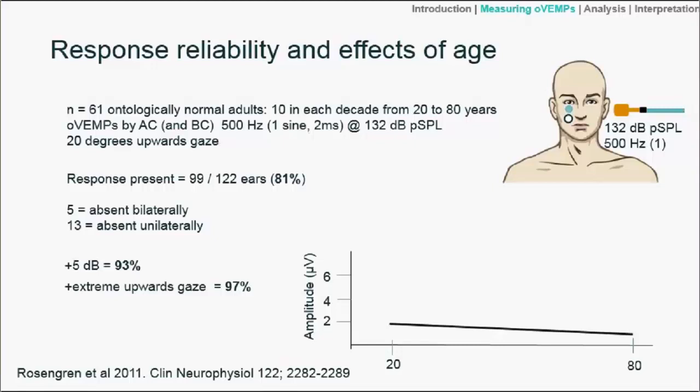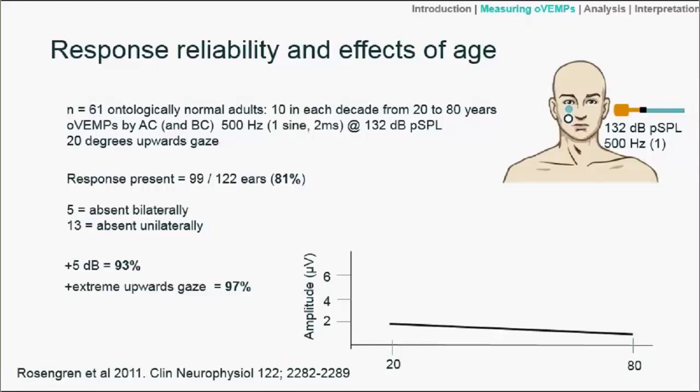And what they found, at least when the patient was gazing moderately upwards, was that 8 times out of 10 an oVEMP could be found, and that was roughly the same across the age span, with a very small, in this case non-statistically significant, trend towards reduced amplitude as the patient grows older, which might well be a reflection of age-related vestibulopathy.